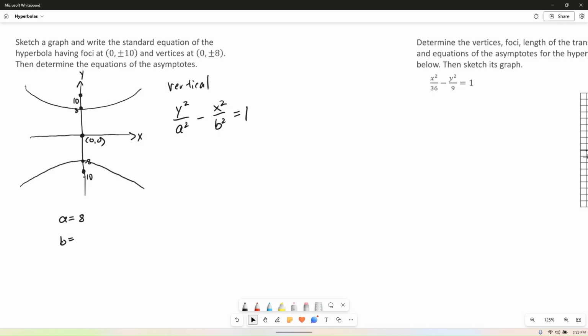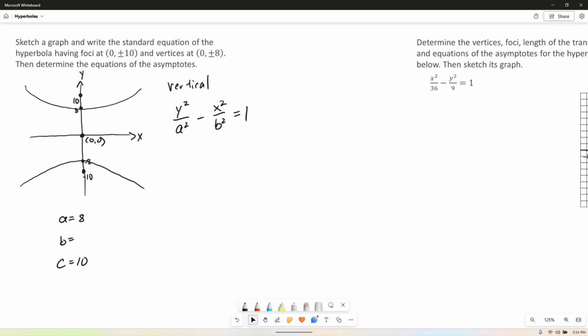The value of b affects how wide the graph is, like how sharp or how flat the curves are. But it's not actually a value that we see clearly in the graph. It's going to be related to the asymptotes and sort of the width of the graph. But the c value, that's related to our foci. So just like we've seen before, c is the distance from the center to each focus point. And we know the foci are at ±10, so that means c has to be 10.